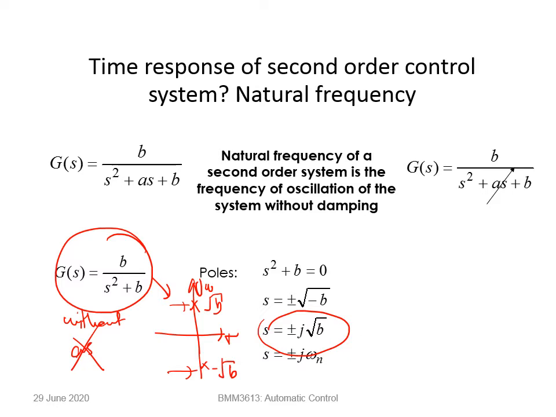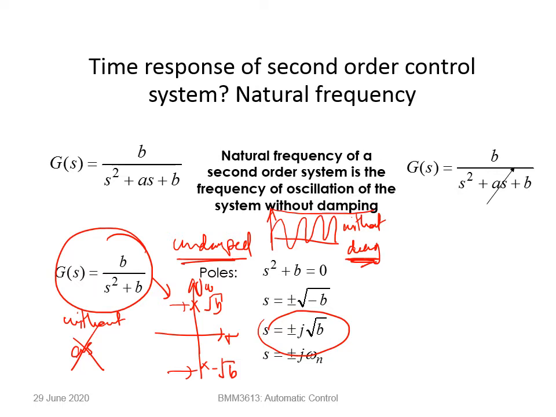So if we look at this system, what type of second order system is this? This is basically an undamped system. How does an undamped system look like? It is a system that keeps on oscillating without decay. Without decay means we have no damping.